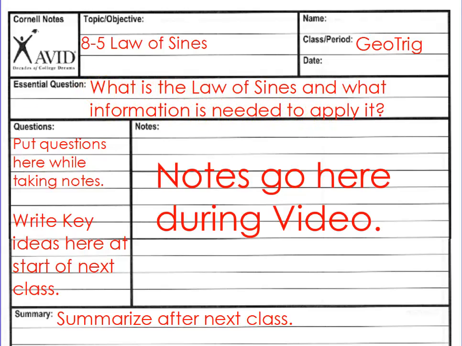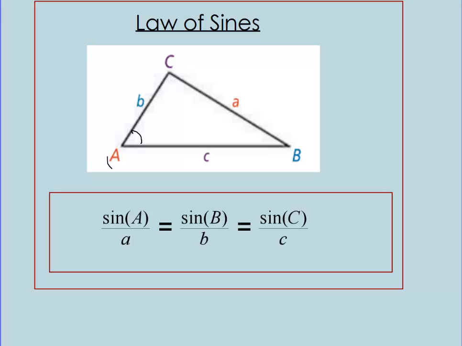Let's begin. The law of sines is something we use for triangles, and we can use it to figure out the measure of angles and the measure of sides of triangles. The law of sines states that the sine of angle A over A equals sine of angle B over B equals sine of angle C over C.